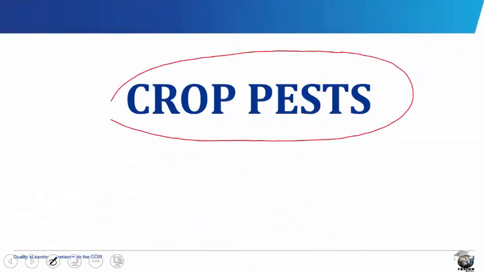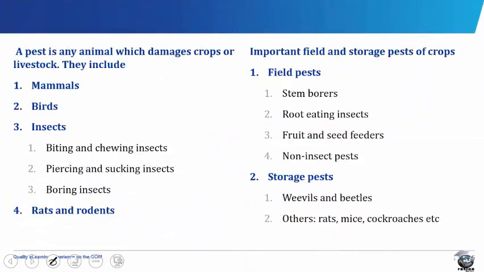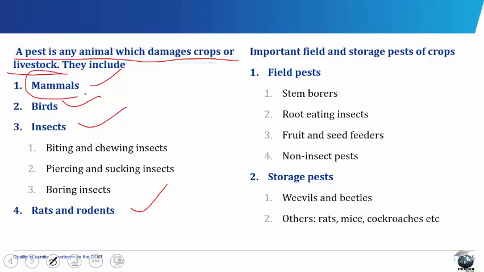Crop pests. A pest is any animal which damages crops or livestock. The common agricultural pests include mammals, birds, insects, rats, and rodents. The mammalian pests of crops are mostly squirrels, fruit bats, rats, and monkeys. Monkeys damage citrus and banana crops, while bats suck juice or fruit. Control is by shooting and trapping.